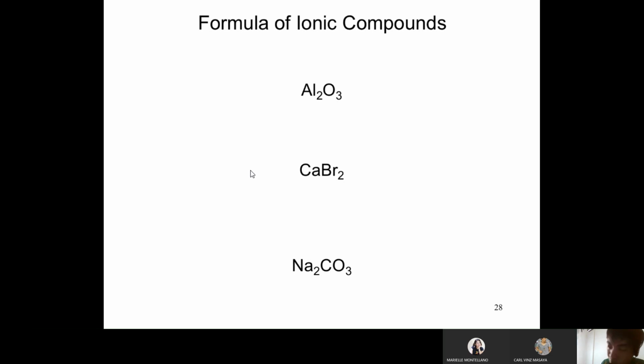Okay. So, for this compound, Na2CO3, may cation dyan and anion, no? So, ang Na, ito ay metal, di ba? So, yan yung ating cation. So, usually, yan ay Na+. Itong CO3 na to, this is a polyatomic anion, no? Ang charge niya ay CO3 negative 2, no?